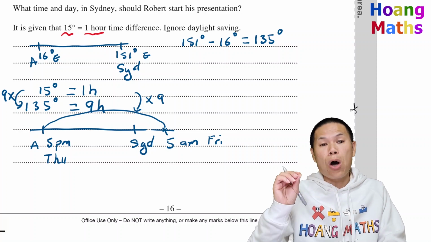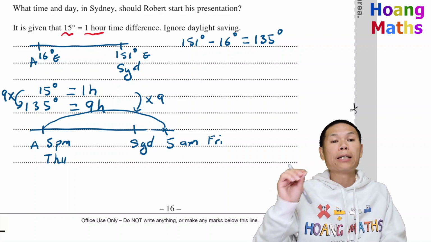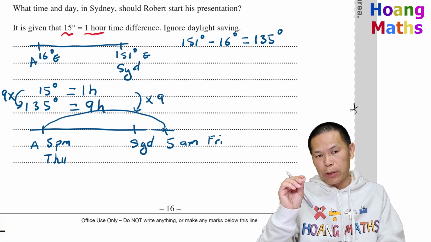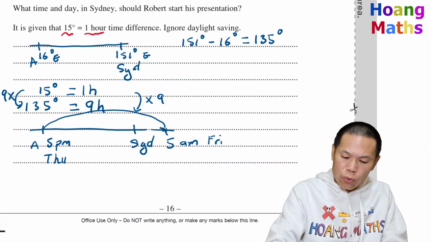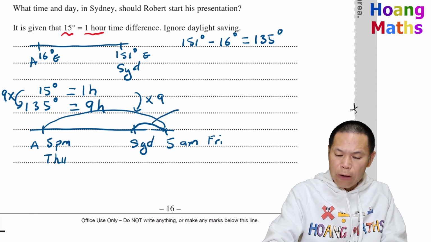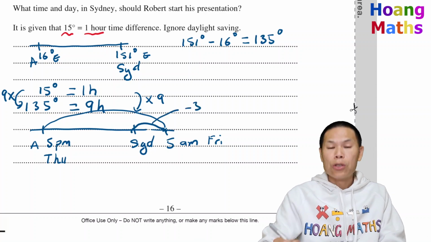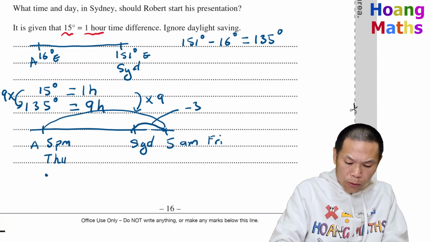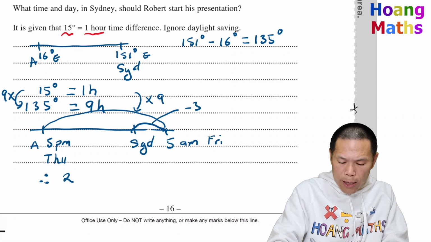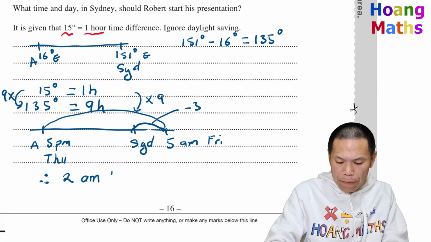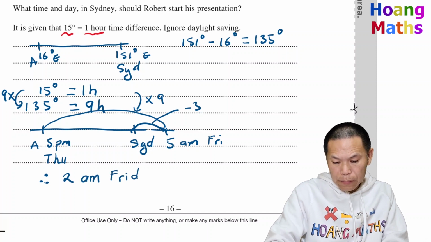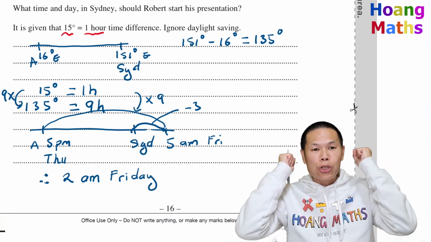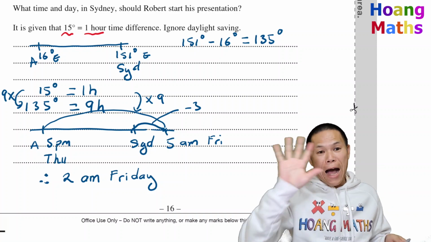But because we added 12 hours, we have to go back another 3 hours, because we only need to add 9 hours, not 12 hours. Therefore we minus 3 hours. So 5 minus 3 is 2. Therefore, 2 a.m. Friday. So there you go. And thank you so much for watching. Bye.